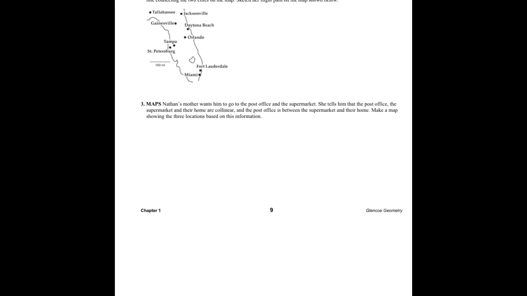Number two. Marsha plans to fly herself from Gainesville to Miami. She wants to model her flight path using a straight line connecting the two cities on the map. So she's going to go from Gainesville to Miami. Sketch her flight on the map shown below. So I just connected the two points with a line, so I created a line segment. It doesn't ask you what you made, but that's what I made. I made a line segment.